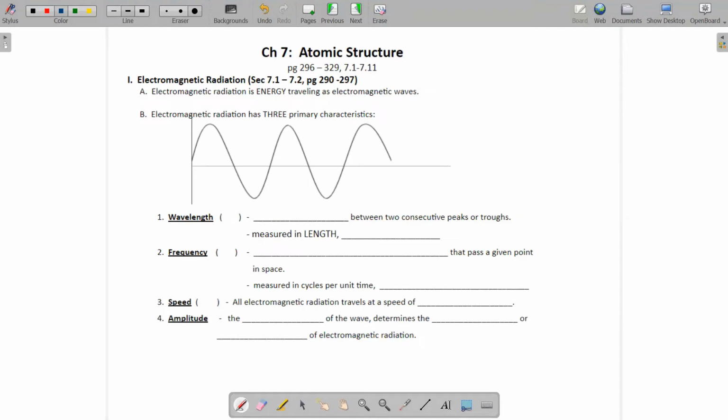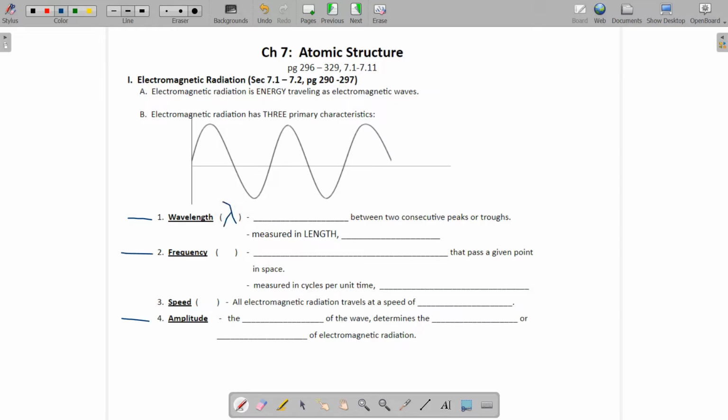Okay, so we're going to talk today about electromagnetic radiation, and electromagnetic radiation is energy traveling as electromagnetic waves. I'm sure that you have seen this before in physical science and in chemistry and other things. So you should feel fairly comfortable that you have seen this before, even when you go back to when you were in younger grades. You probably have seen some part of this before.